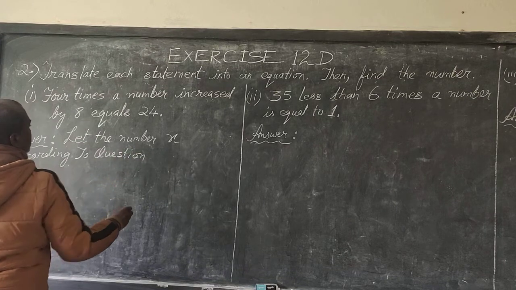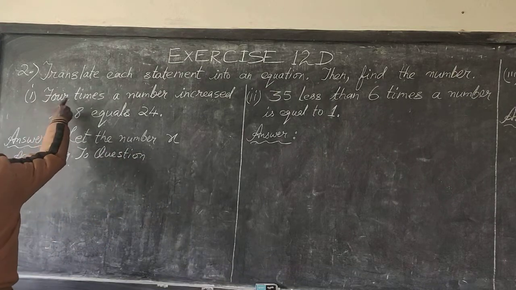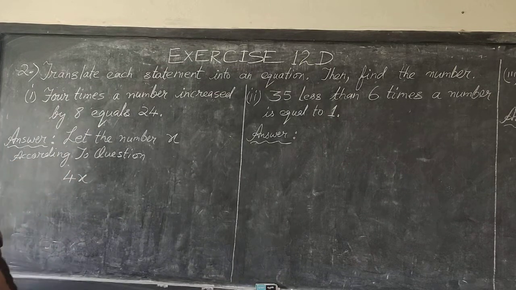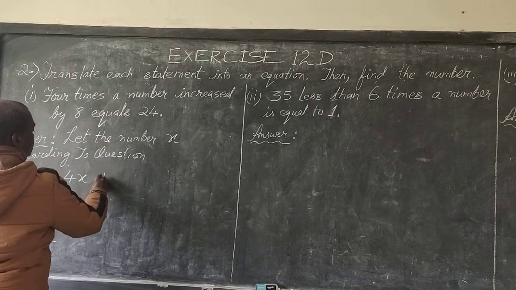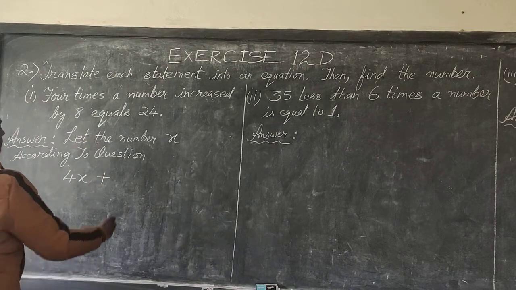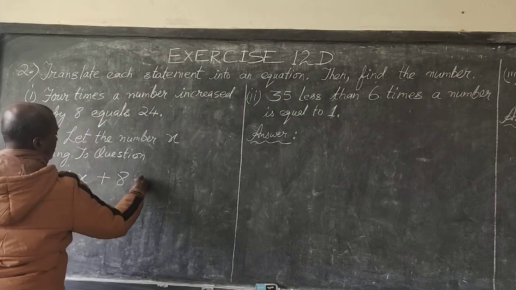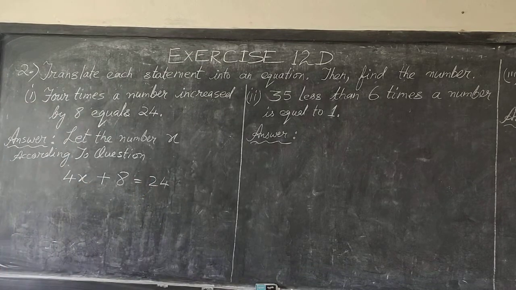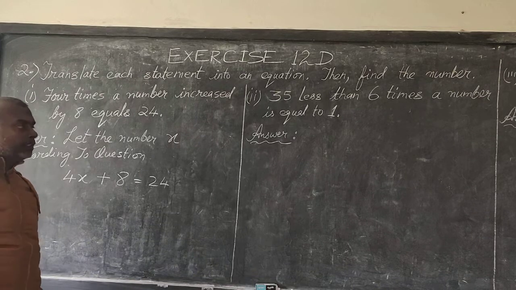what do we have in the question? 4 times the number. So 4 times the number is x. So 4 times x is 4x. Increase means plus, by 8 equals to 24. So this is the equation. So the first part of the question we have done.